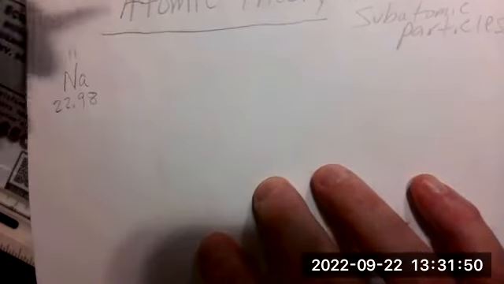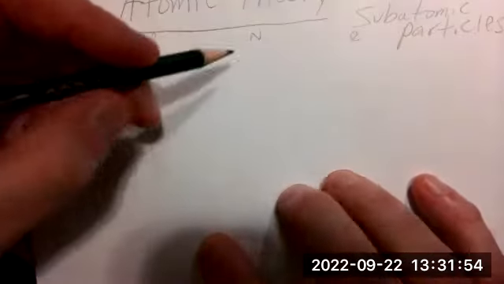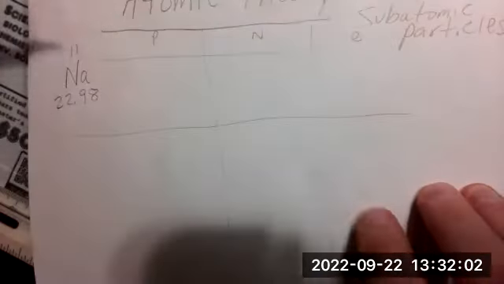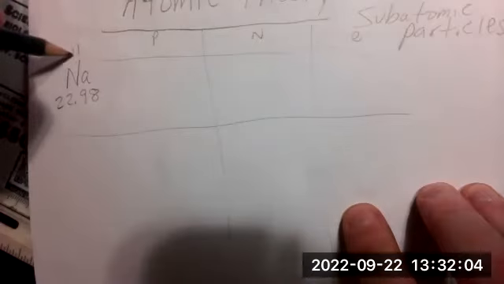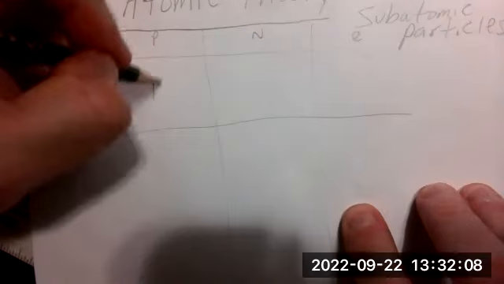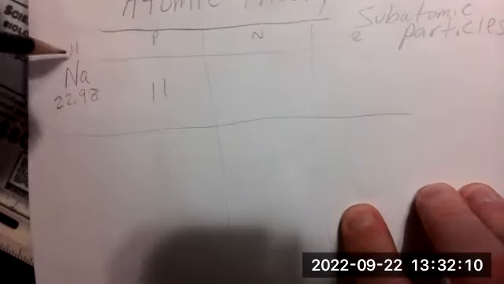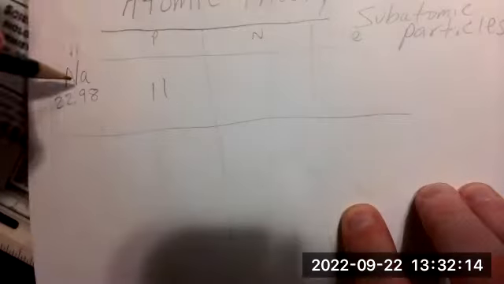And so we have our categories: protons, neutrons, and electrons. I guess we could do that like this. And let's start with this one. So the number of protons is the atomic number, which is written right above. So we know that there are 11 protons. And in a neutral sodium atom, there should be the same number of electrons as protons. So we have 11 electrons.